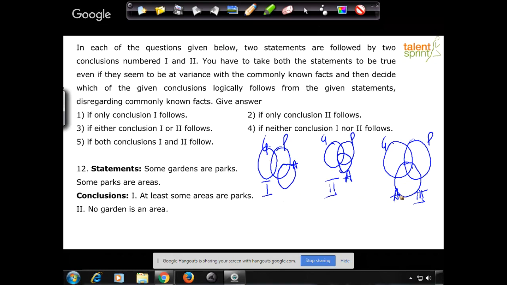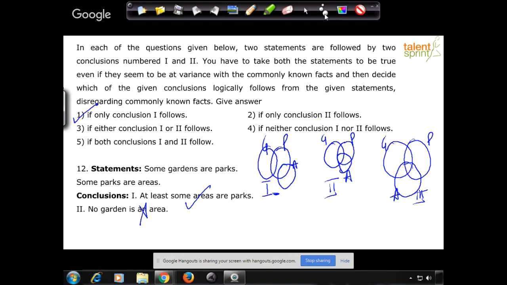They tell us conclusion, at least some areas are parks. Some areas are parks is something that we can conclude from all the three statements. But no garden is the area, that is there only in the first diagram. Therefore, we cannot come to this conclusion and we can only come to the first conclusion. And like some of you have already said, Vineet has said, Preetham has said that only conclusion number 1 follows.